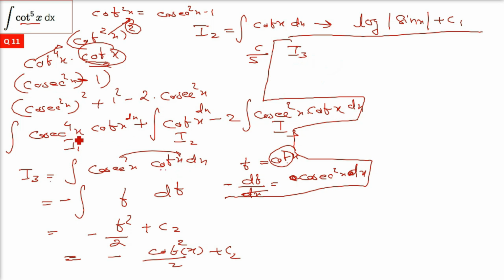I3 was already done, I2 is already done, I1 we are taking. So assume it to be I1. I have written I3, but it is I1. So I1 will be cosec raised 4x into cot x.